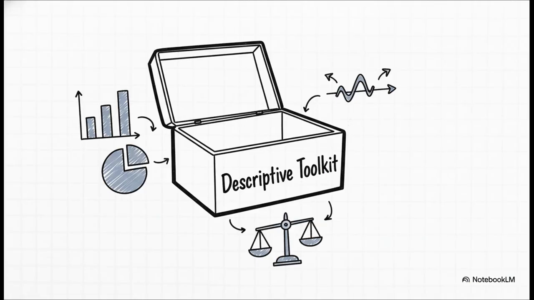And of course, the average is just the beginning. We've got a whole toolkit here. We can find the median or the mode. We can figure out the standard deviation to see how spread out the heights are. We can make charts and tables. It's all about painting a detailed picture of the data we can see.